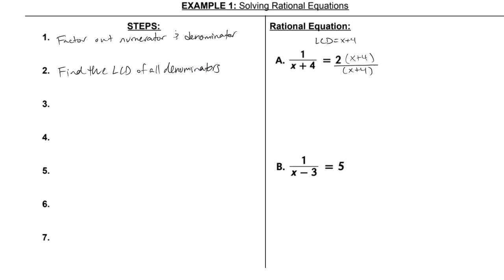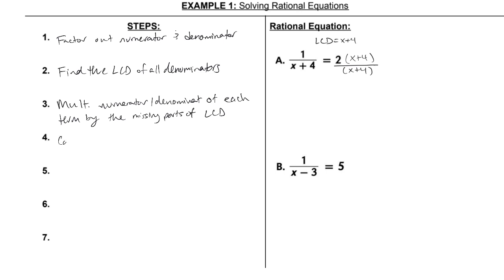Now, we multiply, like I said, the numerator and denominator of each term by the missing parts of the LCD. Meaning, if the left side, the LCD is x plus 4, it's not missing anything, so we don't need to multiply. But the right side's missing the whole x plus 4 in the denominator, so you need to multiply the numerator and denominator by it.